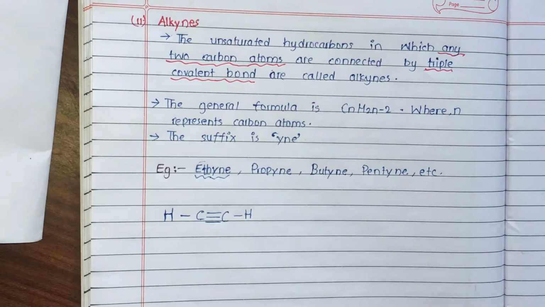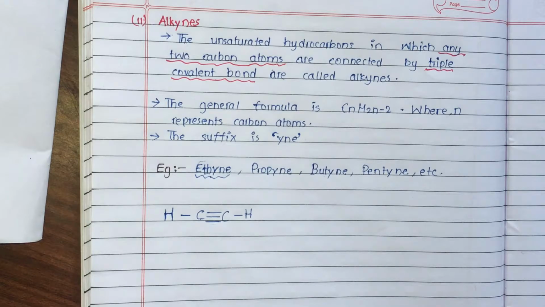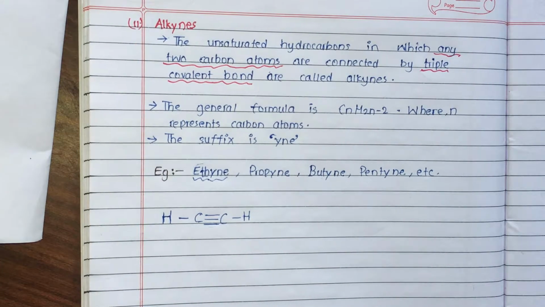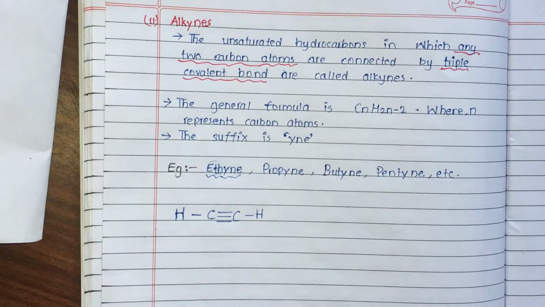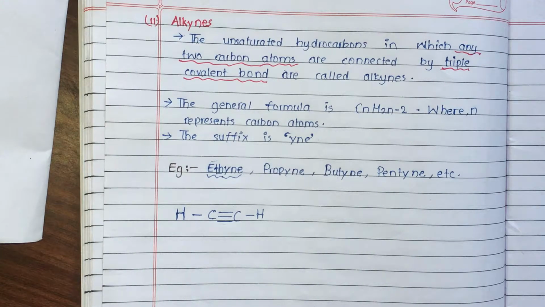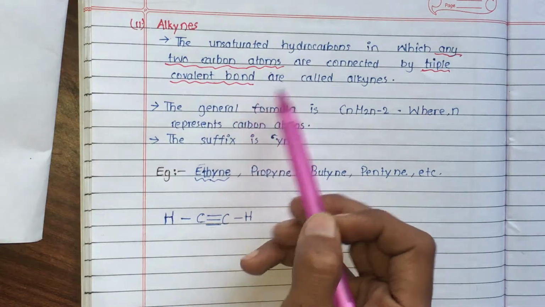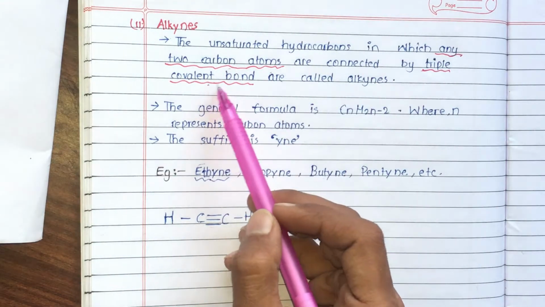Definition of alkynes. This is one type of unsaturated hydrocarbon. The unsaturated hydrocarbons in which any two carbon atoms are connected by a triple covalent bond are called alkynes. I have indicated the red lines here because this part is important in this definition: any two carbon atoms are connected by a triple covalent bond.